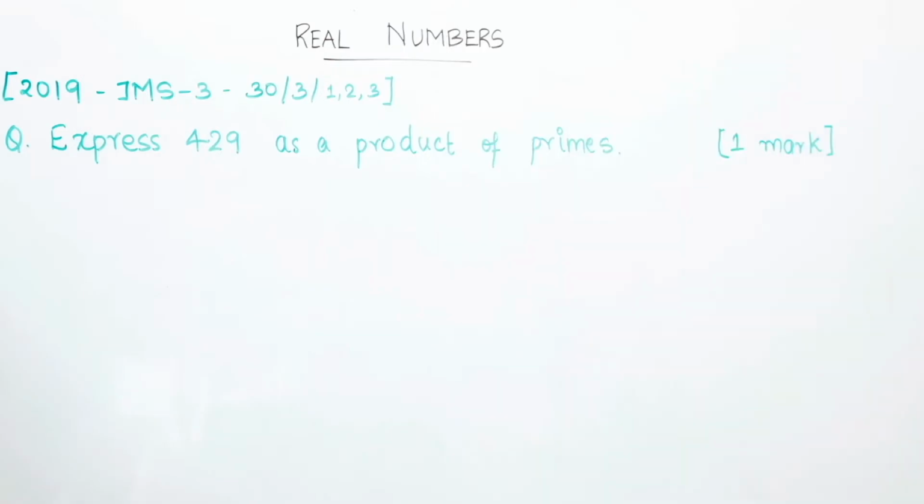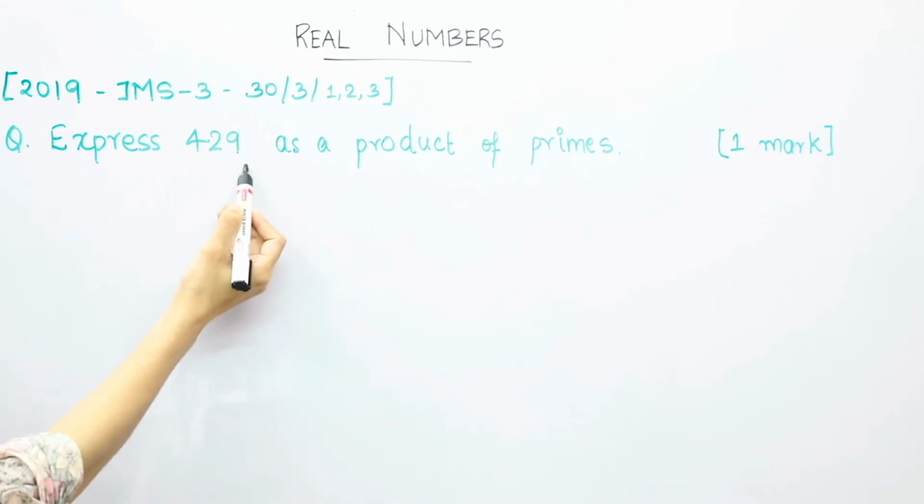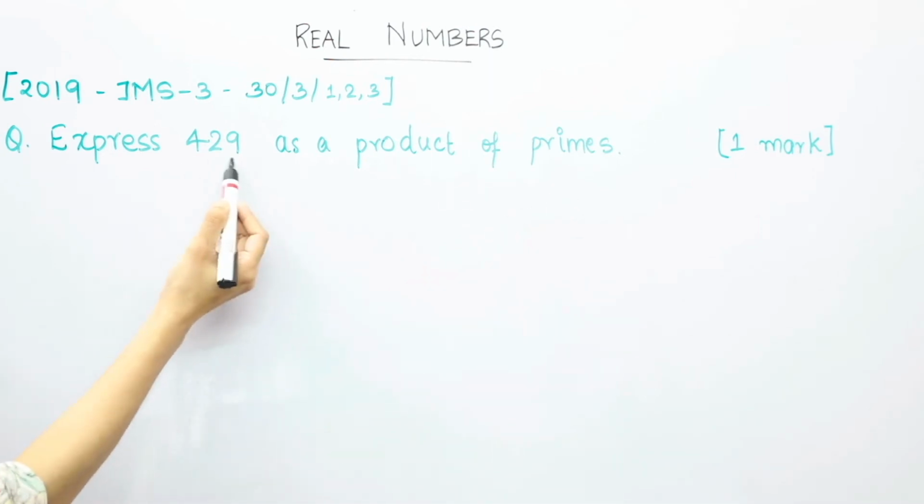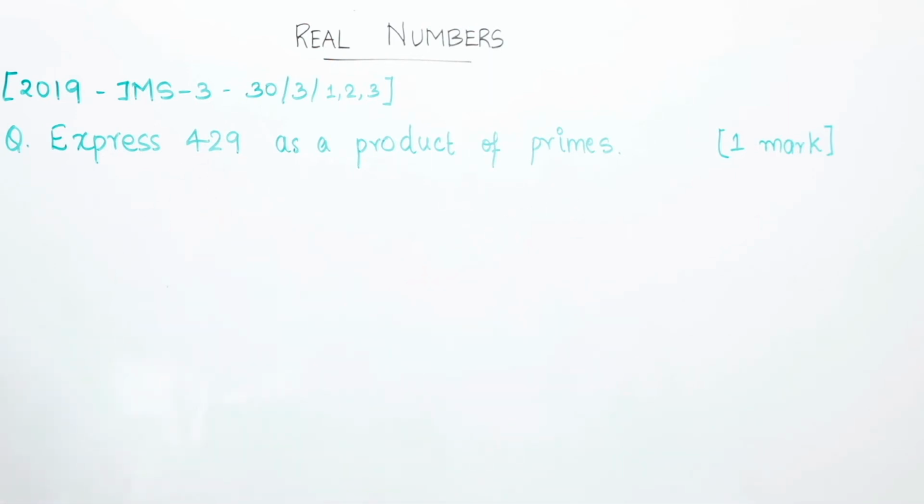The next one is a direct question from product of primes. It was asked in 2019. Series details have been provided for your reference. It's a 1 mark question. The question is, express 429 as a product of primes. So we have to express the number 429 as a product of prime numbers.